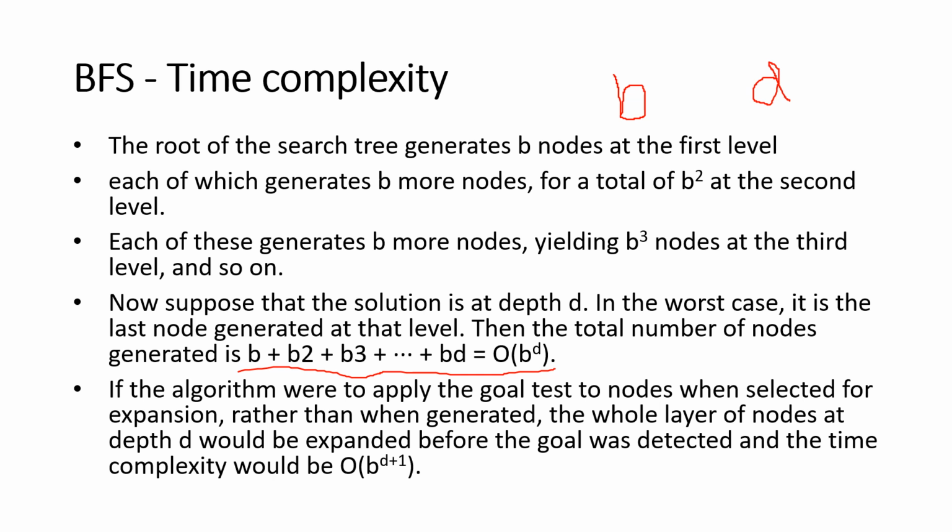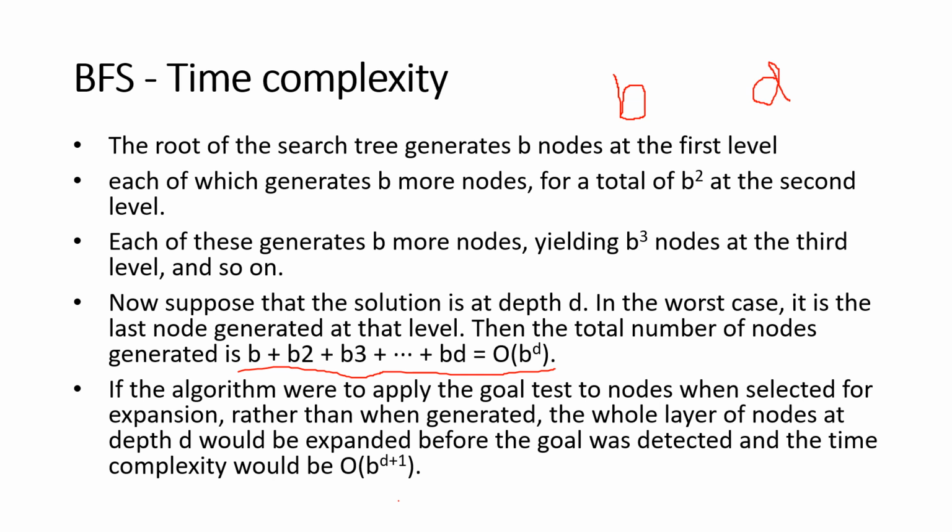So there is a special case, that is, the goal test applied at expansion. If the algorithm were to apply the goal test to nodes when selected for expansion rather than when generated, then all nodes at depth d are expanded. Their children at depth d plus 1 are generated. So the total nodes generated will become b to the power d plus 1.